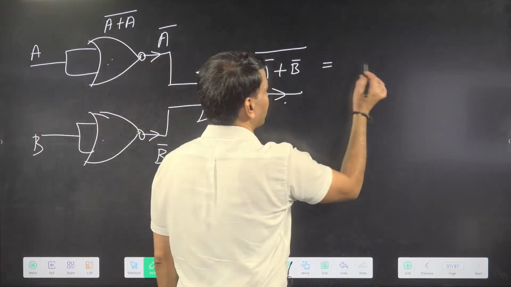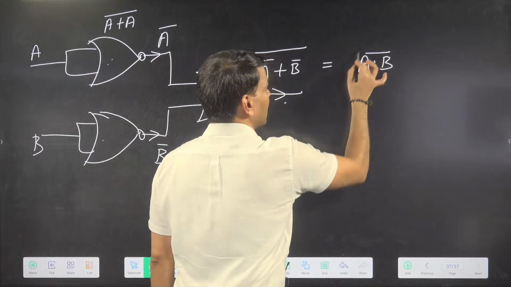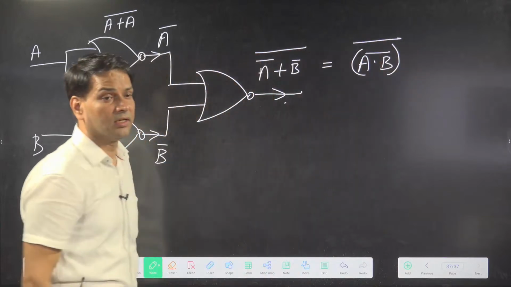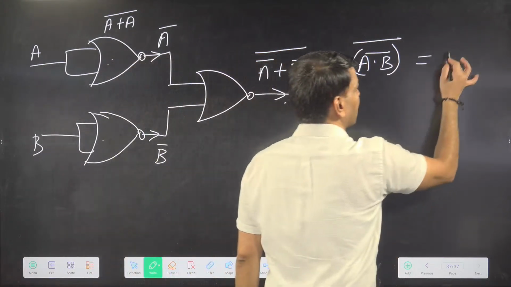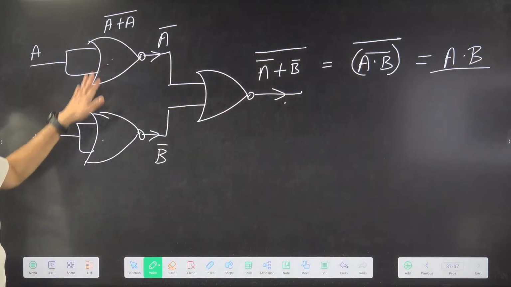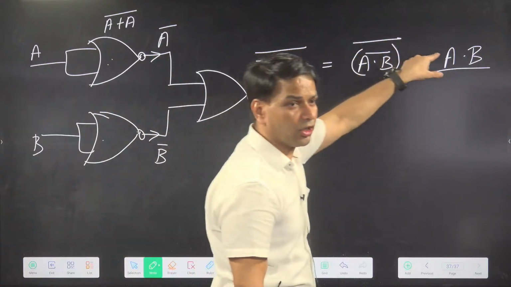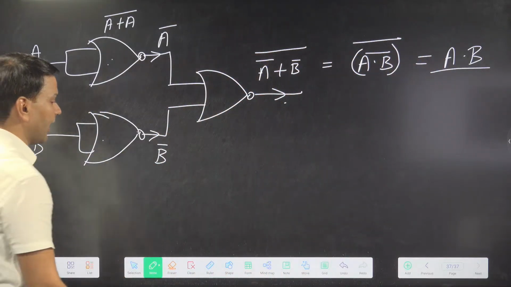Now A bar plus B bar, what can I say? It is A dot B whole bar, and already one bar is there. Now bar and bar, even times of bar will cancel out. So what you got here is A dot B. Taking A and B as input, I am getting A dot B. It means this whole combination behaves like an AND gate. So we have to remember this.